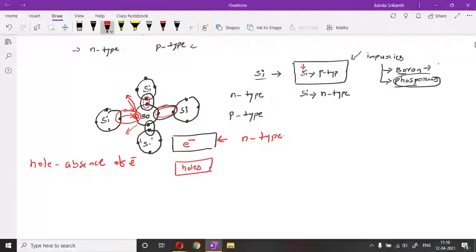So if the semiconductor has majority carriers of holes, then we call that material P type material. Do you understand? So if you want, you can make a silicon material either into P type or into N type.